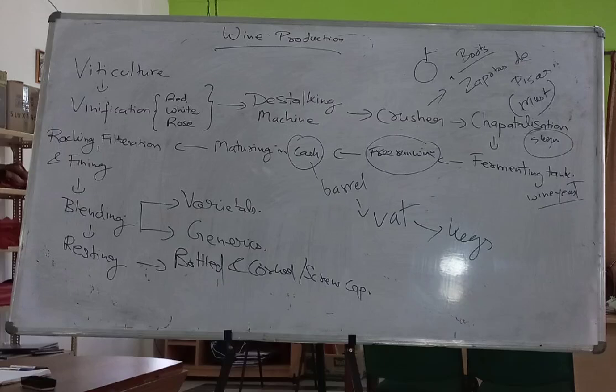But in the fermentation, what do you require? Sugar and yeast. Yeast will come from where? Bloom. But that yeast may not be enough. So you need to add yeast externally. Artificial yeast can be added. We also call it as wine yeast. So wine yeast can be added during the fermentation.